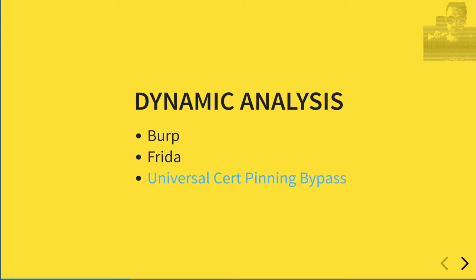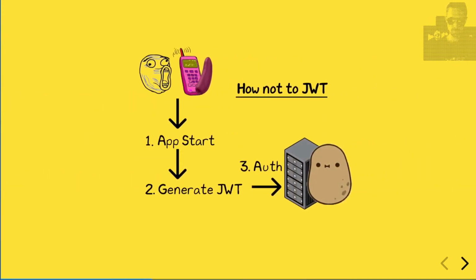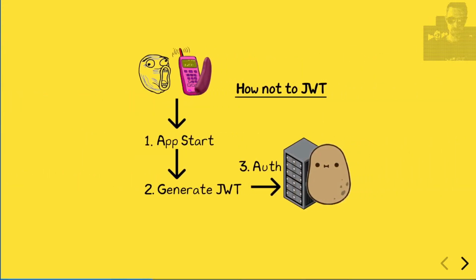I did all sorts of analysis on this app. I decompiled it using CFR and did some static analysis, and I used Burp to view the traffic of this app in combination with Frida and the universal SSL pinning bypass to actually see the traffic. Authentication is handled using JWTs in this app. Upon starting the app, it generates a JWT that is used to authenticate at the server as an anonymous user before logging in.